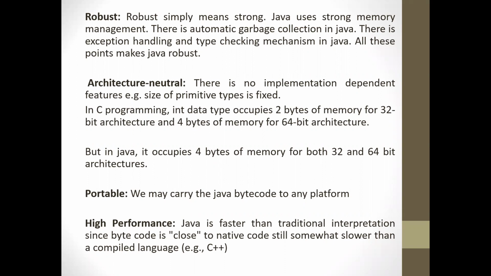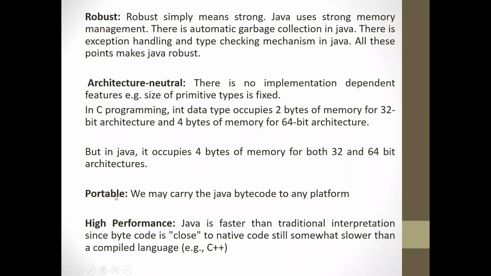But in the case of Java, there is no such concept. If I say int, it will occupy 4 bytes of memory, whether you are working on a 32-bit architecture or a 64-bit architecture. This is only due to the platform independent concept. That's why we call it architecture neutral. This is one of the most important features of Java. The memory in Java is fixed for each data type; it doesn't vary from system to system. But in C++, it varies from system to system.